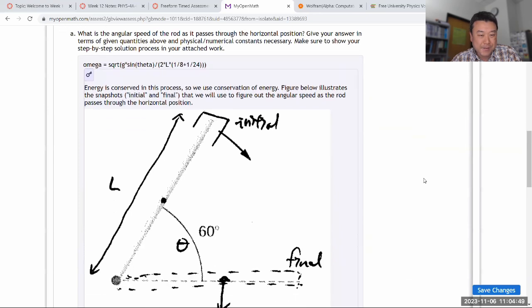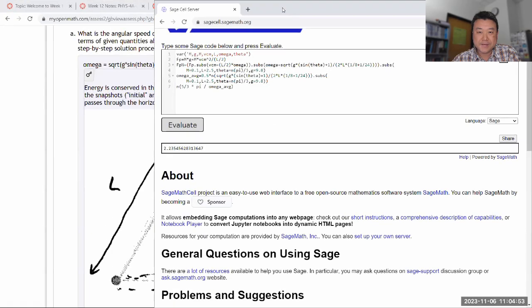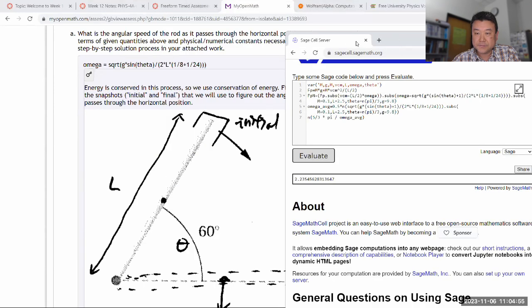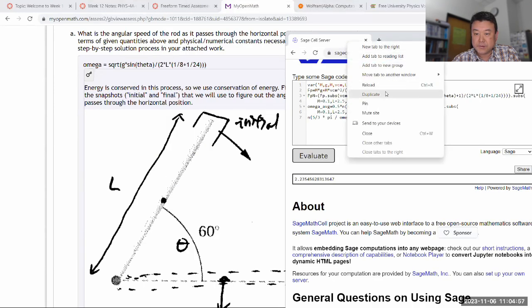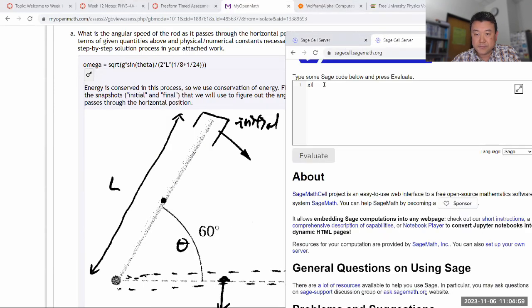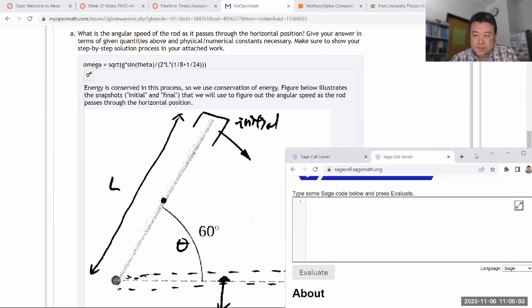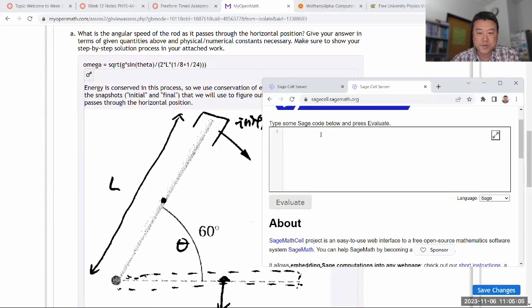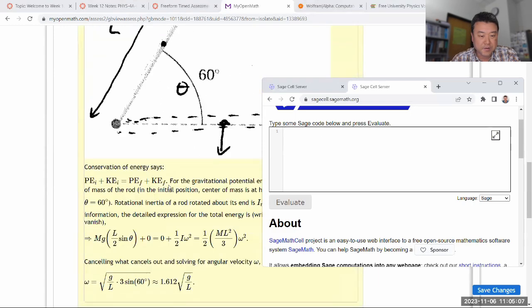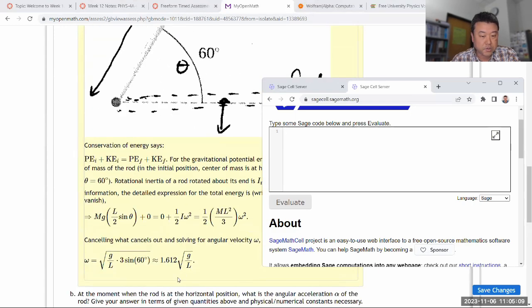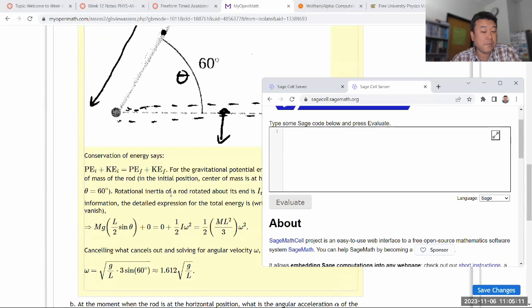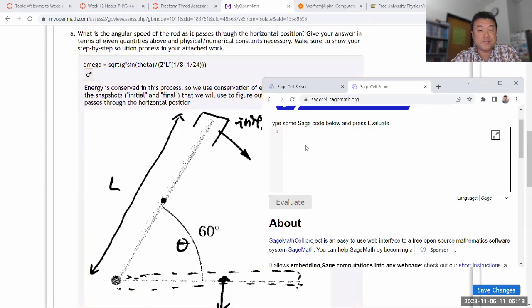So to be able to compare, I'm going to need this. Let's see here. What I need is a numerical version of that expression to make sure. So I'm going to do everything except for square root of g over L, and it should come out to be 1.612. So let's do that.